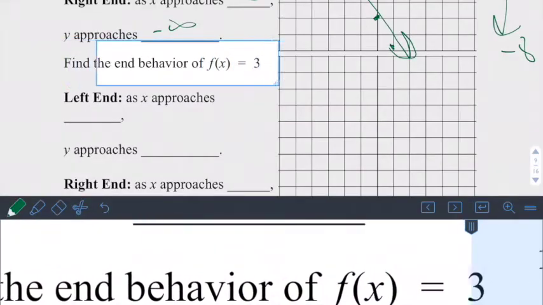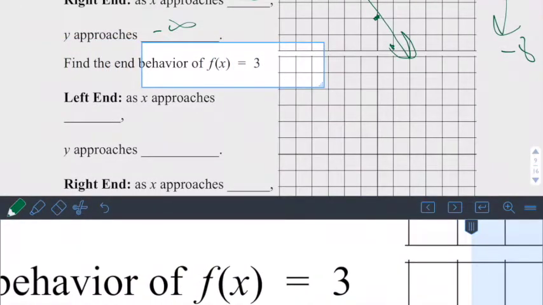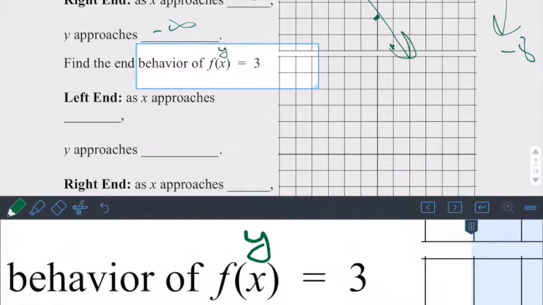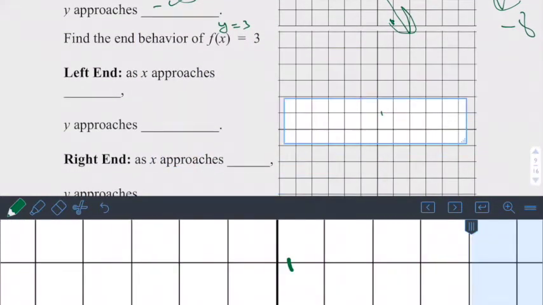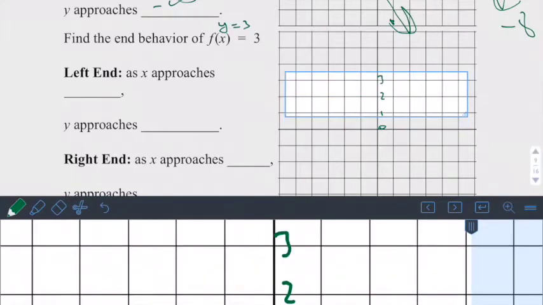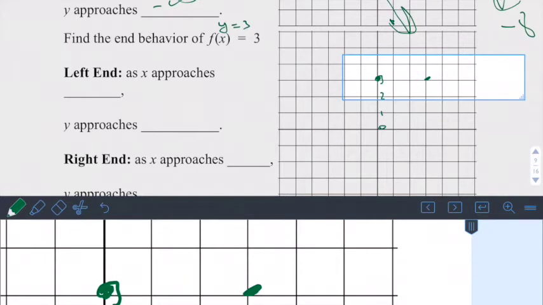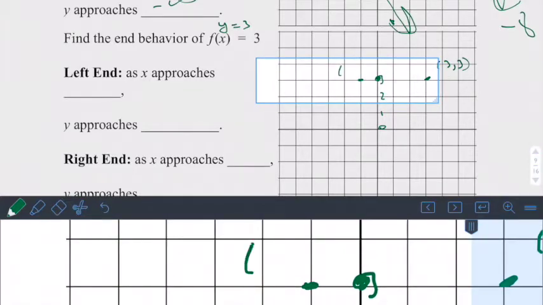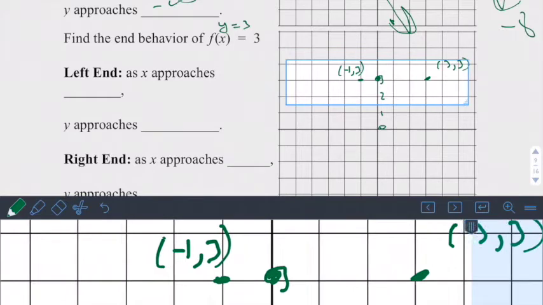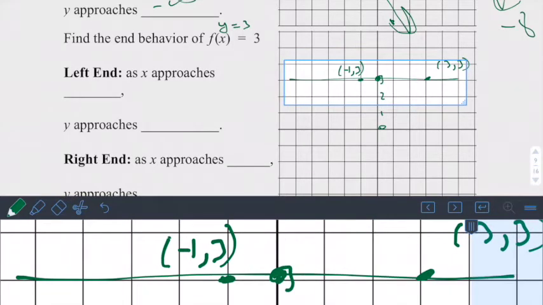Now we want to find the end behavior of f of x equals 3. Well, remember, this is the same thing as saying y equals 3. So if I were to graph this one, there's 3 on my y scale. Well, this point is 3, 3. Y is still 3. At this point, it's negative 1, 3. Y is still 3. Y equals 3 is a horizontal line.